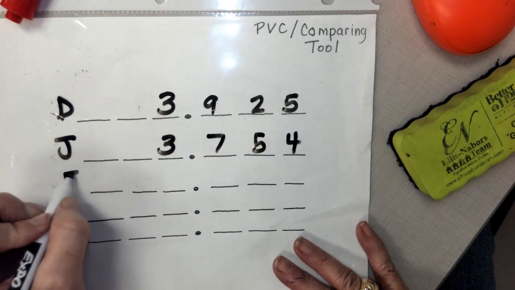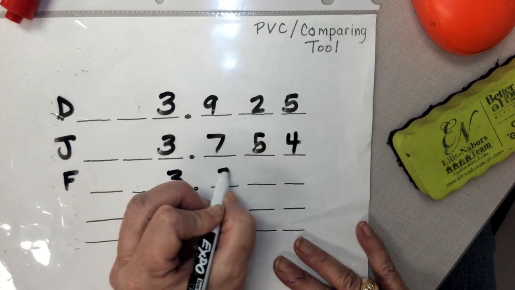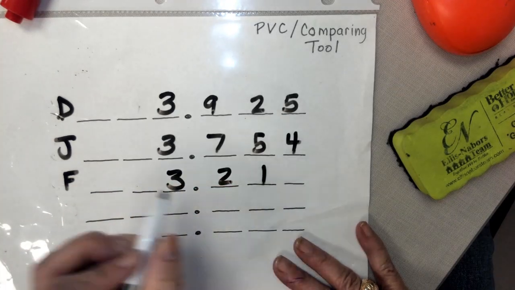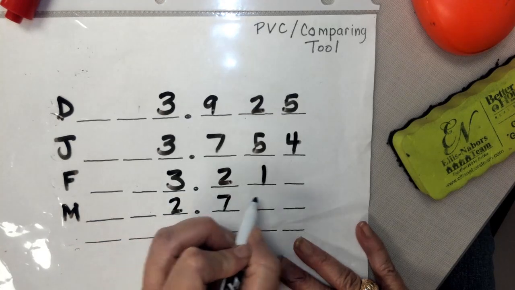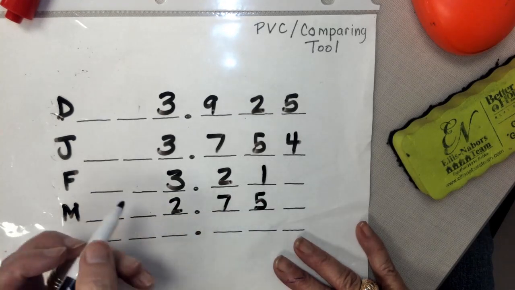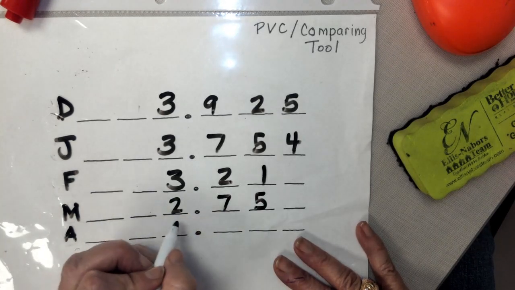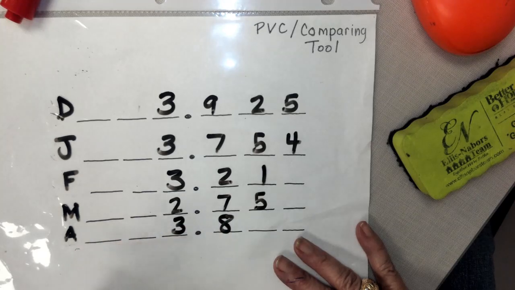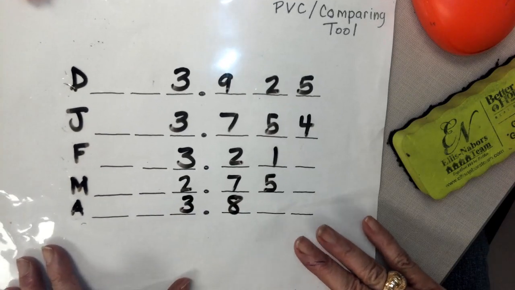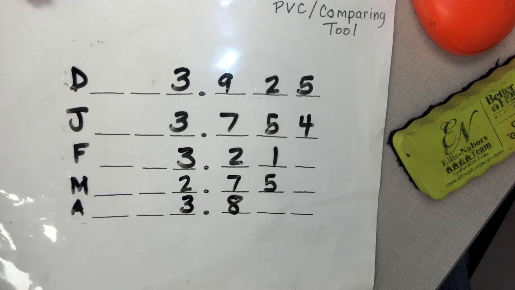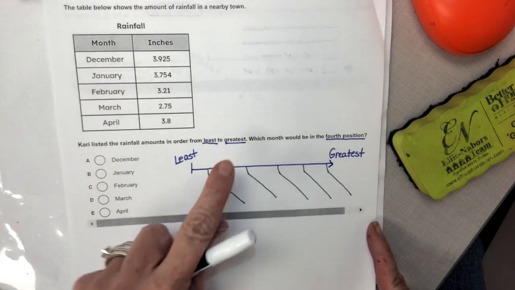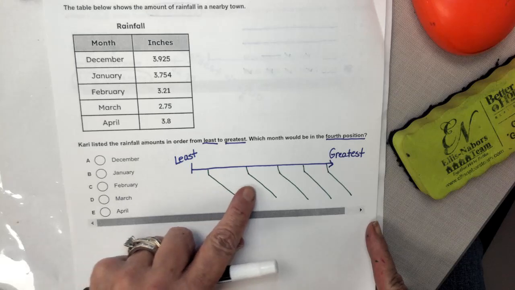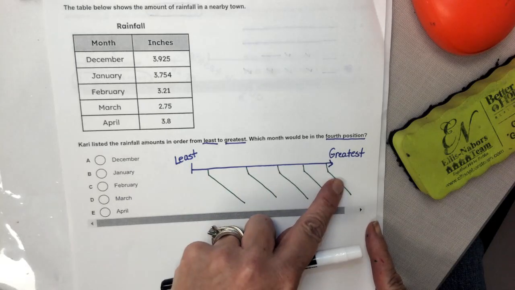We have February with 3 and 21 hundredths. We have March with 2 and 75 hundredths. And we have April with 3 and 8 tenths. So now what I want you to do is go back and find the smallest value and list it here, going all the way to the greatest value.